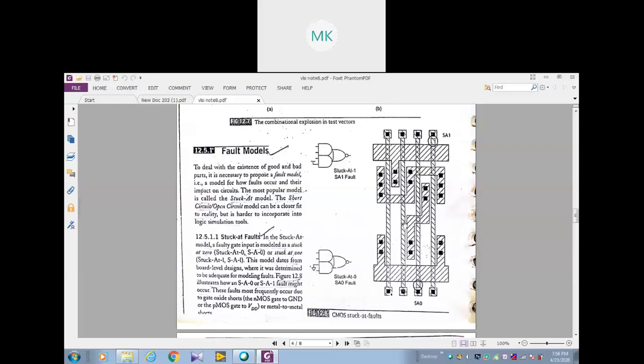Now see this layout. This input, that is the polysilicon or the gate, is shorted with VDD, that is stuck at 1. Here this polysilicon line, that is the gate, is shorted with VSS, that is stuck at 0. Now these are the fault models, that is, stuck-at faults.